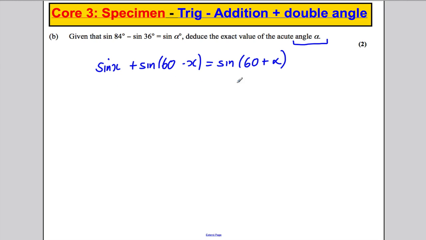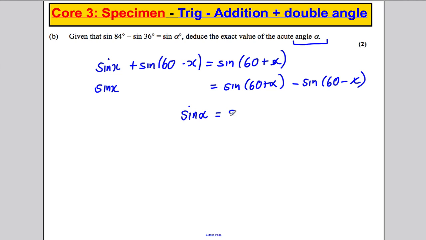Okay, so we could rearrange this and say that therefore sine x is equal to sine of 60 plus alpha subtract sine of 60 subtract x. Sorry, this should have been an x. And therefore, for alphas, this is just subtracting this off both sides. We could say that in theory, for any alpha, sine alpha is sine of 60 plus alpha subtract sine 60 subtract alpha.